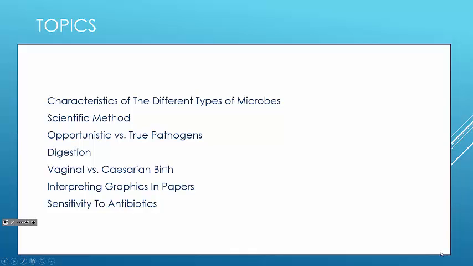So here are the topics we're going to talk about: the characteristics of different types of microbes, the scientific method, opportunistic versus true pathogens, digestion, vaginal versus cesarean birth, interpreting graphics and papers, and sensitivity to antibiotics.